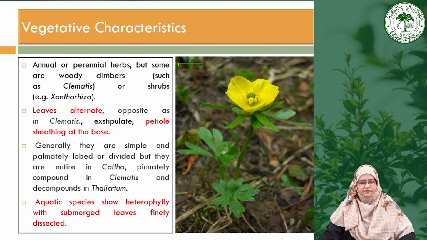These vegetative traits lead us to the next aspect of the Ranunculaceae family, that is their floral characteristics. As we can see here, this is the Ranunculus plant, showing the habit, which has an alternate arrangement of leaves.